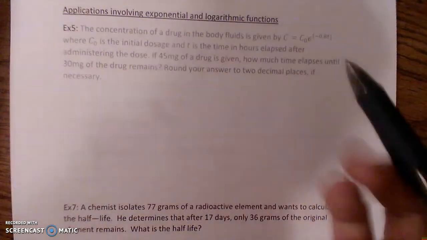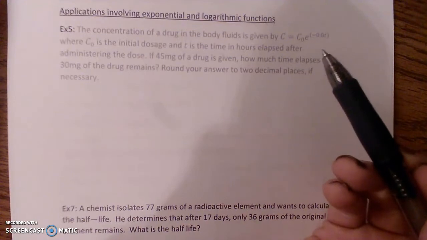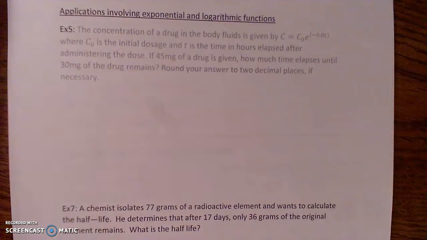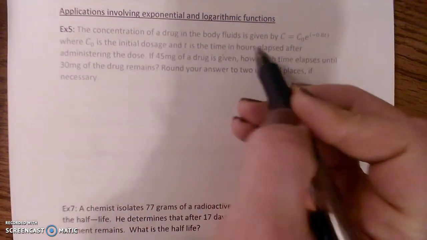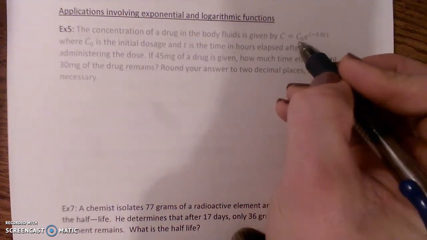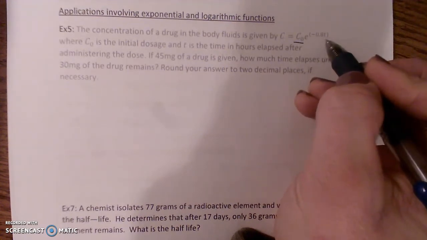In this section, we'll look at a word problem involving an exponential equation, and now we'll use more sophisticated methods to solve those word problems. So in this example, a concentration of a drug in the body fluids is given by this equation. C equals C naught, so some coefficient, times e to the power negative 0.8 t.